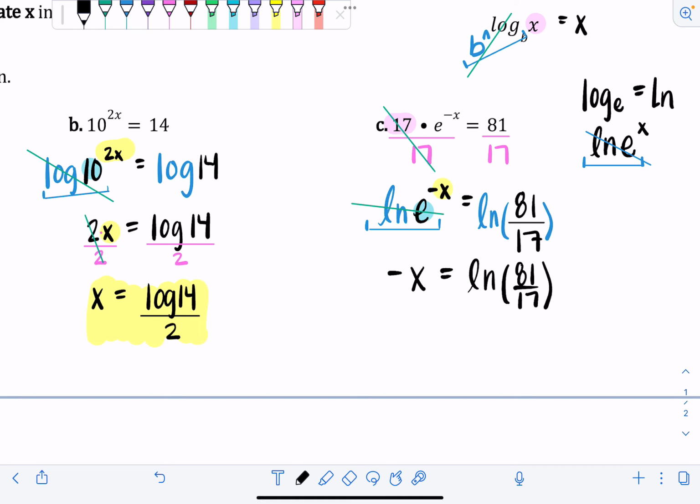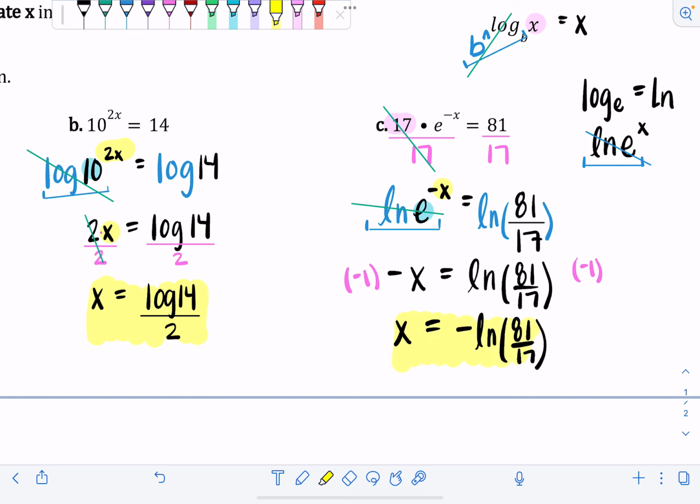And then now I just have to get x to be positive, so I'm just going to go ahead and multiply both sides by -1. Because a -1 times a negative x would turn into a positive x. You could also divide by -1 if you preferred. And then we wouldn't distribute the -1 in here or anything. We would just put the negative in front of the ln. So negative natural log of 81 over 17. So x equals negative natural log of 81 over 17.